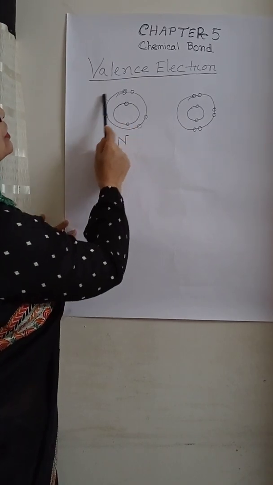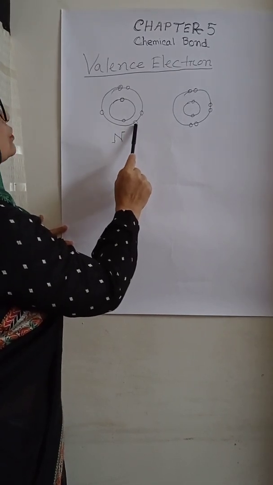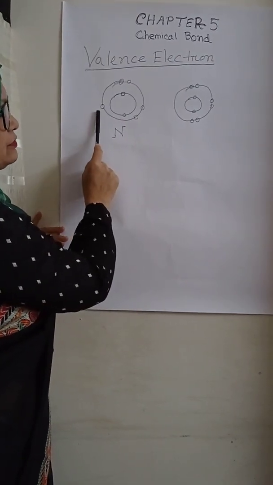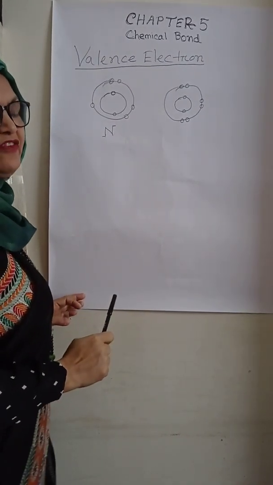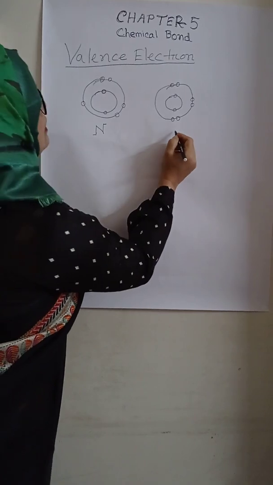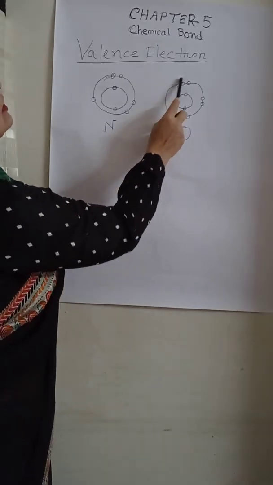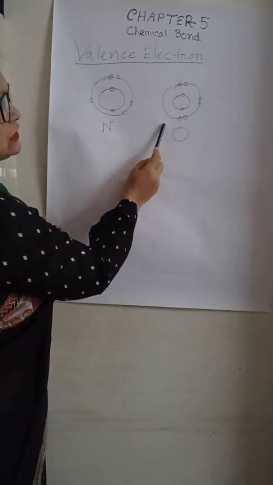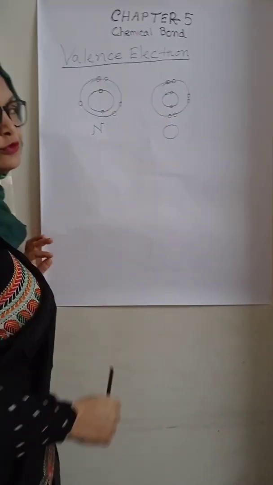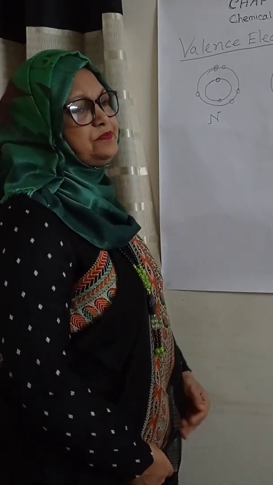Now look at the picture here. Second shell is the outer shell of nitrogen atom and outer shell of nitrogen contains 1, 2, 3, 4 and 5. So, the valence electron of nitrogen is 5. Now look at this picture. This is the electronic configuration of oxygen. And here the outer shell, that means second shell, contains 1, 2, 3, 4, 5, 6. So, the valence electron of oxygen is 6.